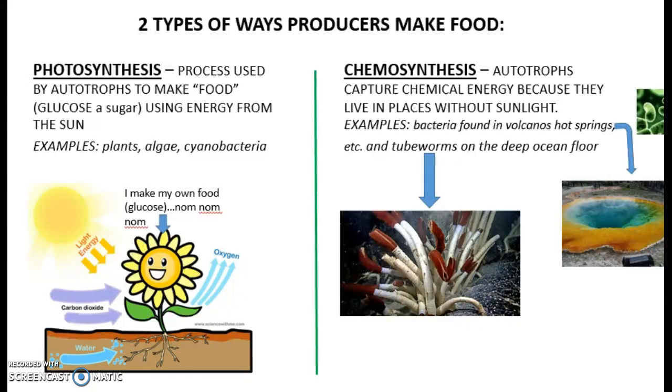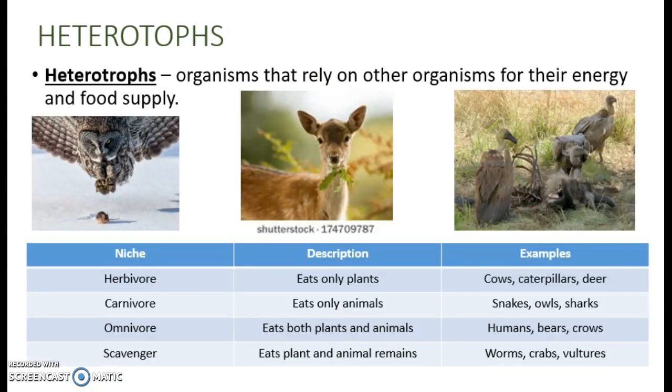All right, again, you want to write these down in your notes: photosynthesis and chemosynthesis, two types of ways producers make their own food. The next type of organism that we're going to talk about are heterotrophs. Okay, heterotrophs are organisms that rely on other organisms for their energy.